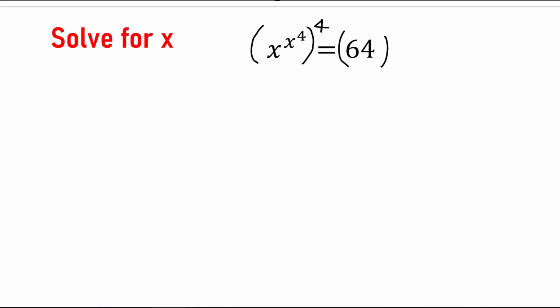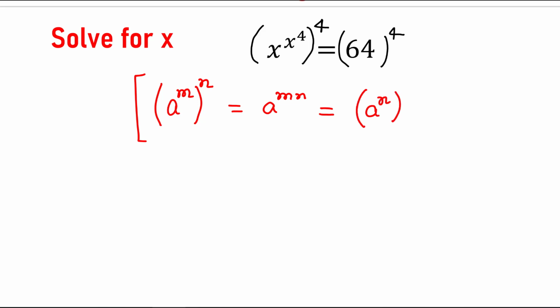So we will have x raised to the power x raised to the power 4, and whole power 4, is equal to 64 raised to the power 4. Now if you remember, we have a rule in exponents, and that is a raised to the power m and raised to the power n is equal to a raised to the power mn, which is also equal to a raised to the power n raised to the power m. So now I will use this rule. If I use this rule, this 4 will come inside.